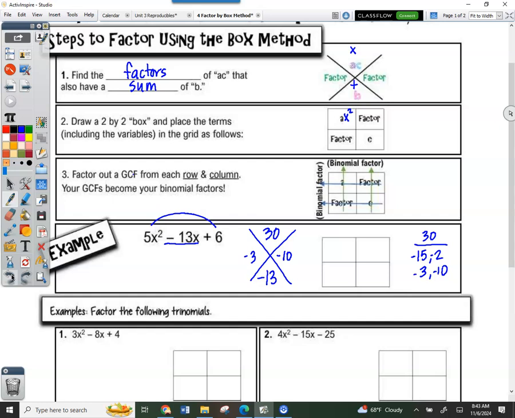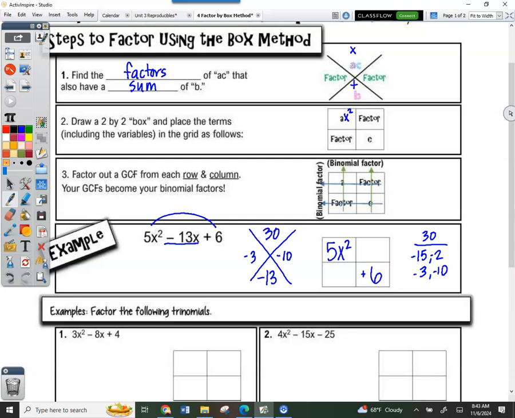Ax squared goes in the top left corner. Ax squared is your leading term. So 5x squared goes there. Just watch, y'all. You can write it in a second. C goes in the bottom right corner. So +6 goes here. Then the two numbers that you just came up with, they go in the diagonal.